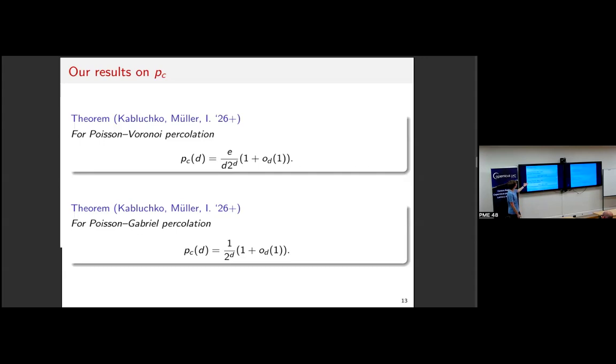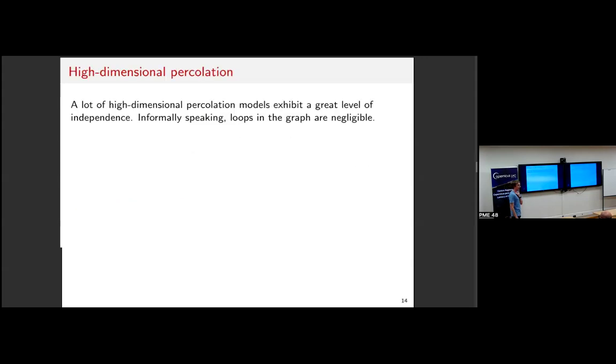So yeah, those are our two main results. Okay, now I want to say a bit why you want to study this in large dimensions. The key fact is that in large dimensions, the loops in the clusters only play a very small role, and you can kind of ignore them if the dimension is large enough.